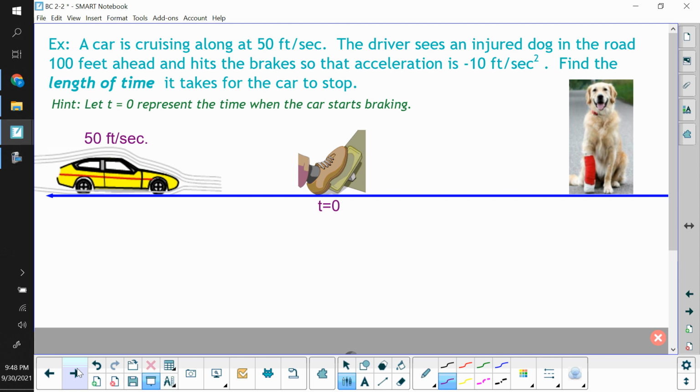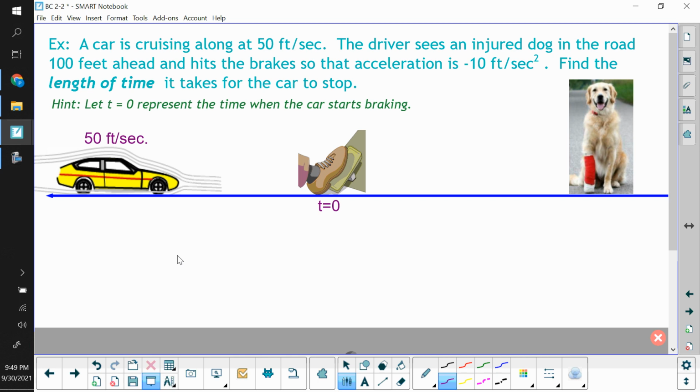All right, next example, we got a car, it's cruising along at 50 feet per second. The driver sees an injured dog in the road 100 feet ahead and hits the brakes. So that acceleration is negative 10 feet per second squared. Find the length of time it takes for the car to stop.